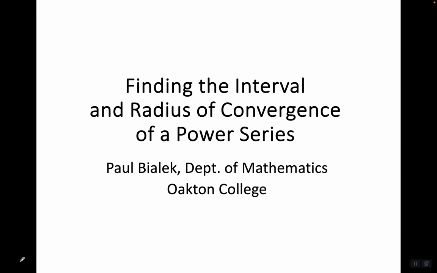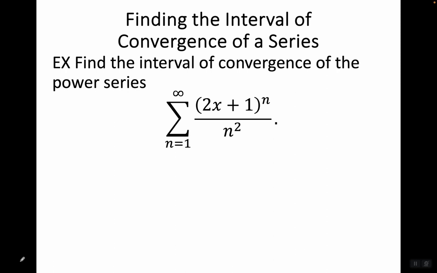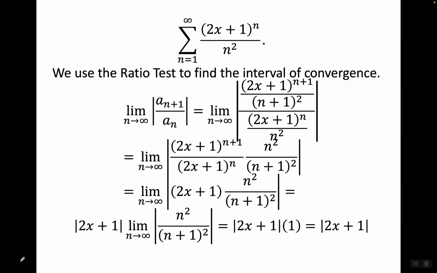Let's talk about finding the interval and radius of convergence of a power series. Find the interval of convergence of the power series, the summation n goes from 1 to infinity of (2x + 1)^n over n squared. Well, we use a ratio test to find the interval of convergence.